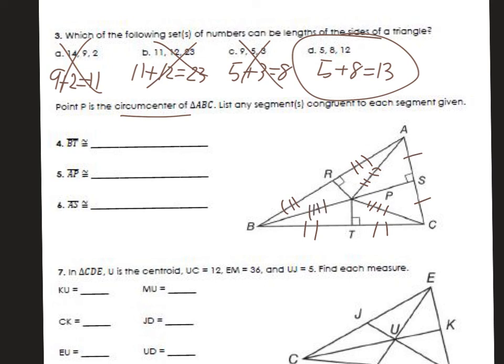So now, having marked up my figure, I can go look at the problems. BT. Well, BT has the same congruency marks as segment TC. AP has the same congruency marks as PC and PB. AS has the same congruency marks as SC.